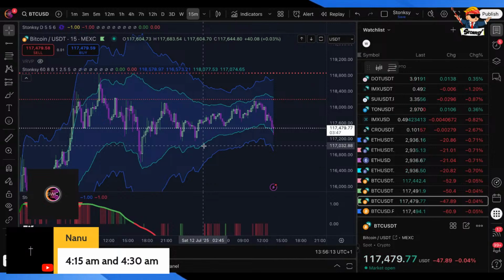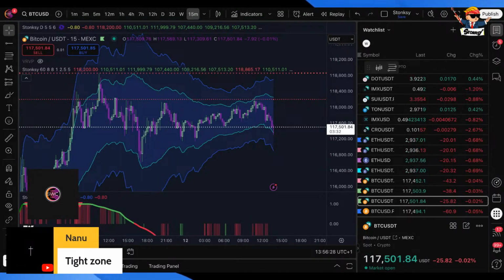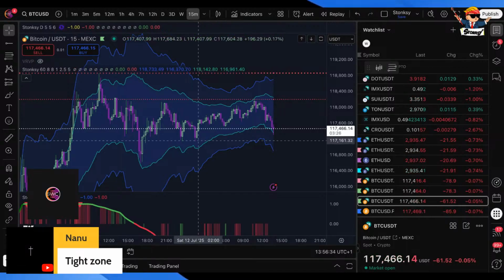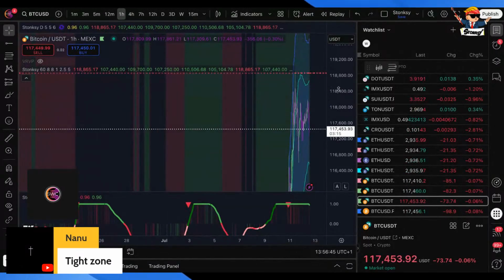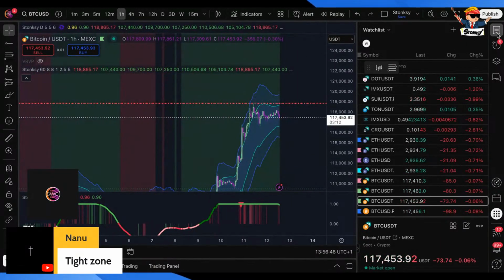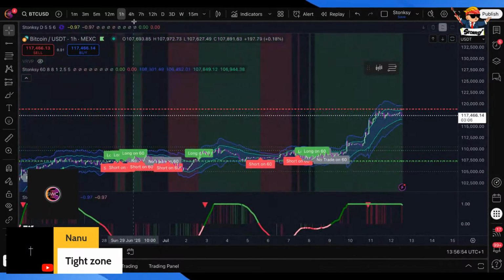What price level are you looking at there, Nanu? For your tight zone. Not sure exactly. I think are you looking at this bit here, maybe? If so, yeah. Let's zoom out a minute, just to get an idea of what's going on here. Let's zoom out a lot.